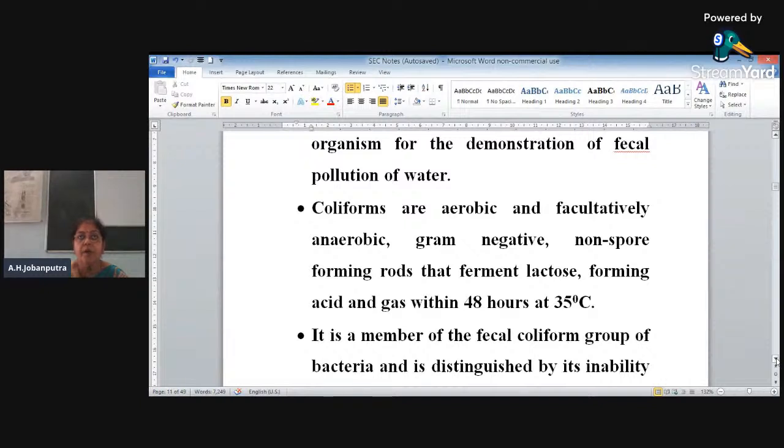So what are coliforms? Underline it. When I send you the notes, underline it and learn it. Coliforms are aerobic, facultatively anaerobic, gram negative, non-spore forming rods which ferment lactose and produce acid and gas within 48 hours at 35 degrees Celsius. Clear?